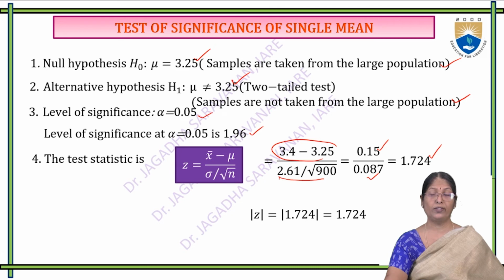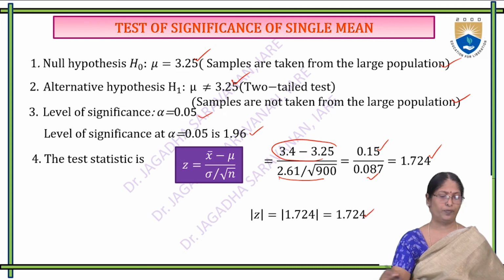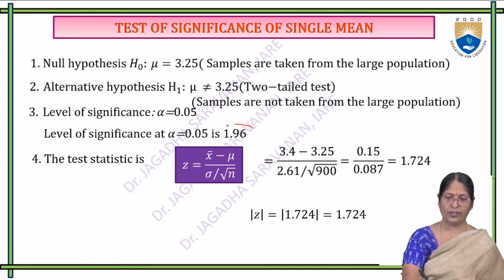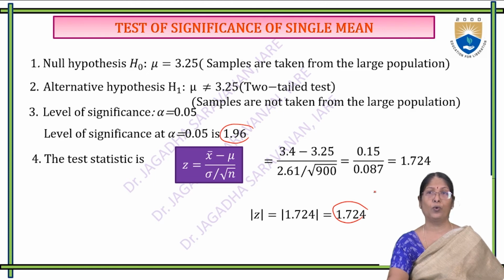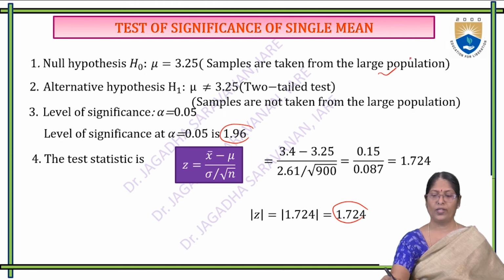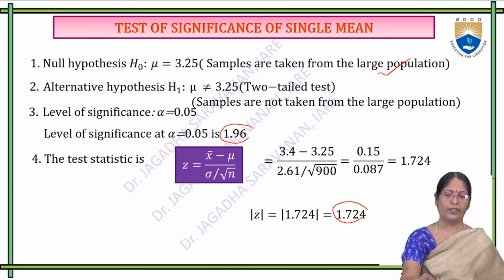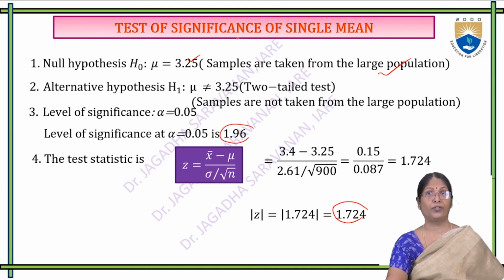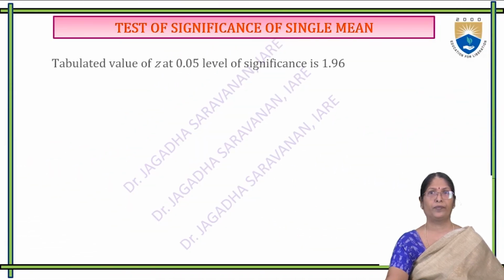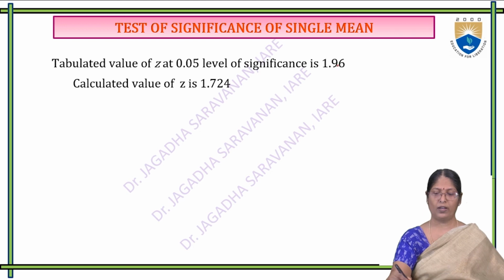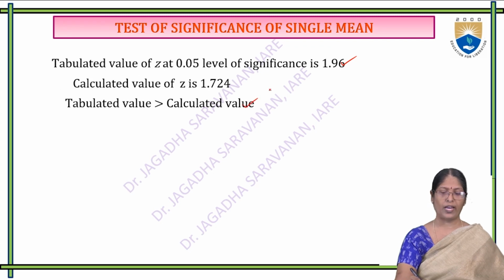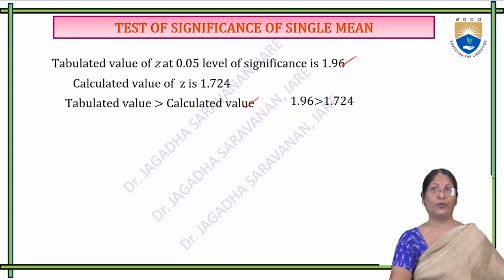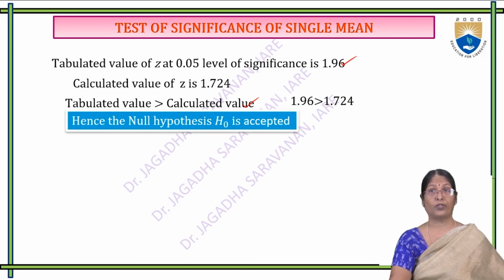So the modulus of z is 1.724. Here the tabulated value is 1.96, whereas the calculated value is 1.724. So the tabulated value is more. So they are coming from the large population, that is the null hypothesis what is defined, we are ready to accept it. The tabulated value of Z at two tails is 1.96, the calculated value is 1.724. So the tabulated value is greater than the calculated value, so 1.96 is greater than 1.724. So the null hypothesis is accepted.